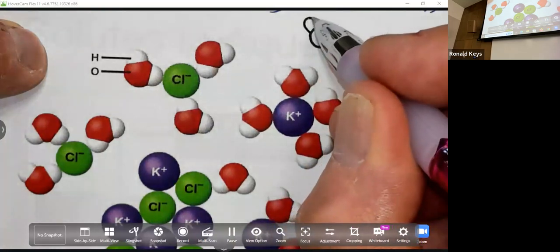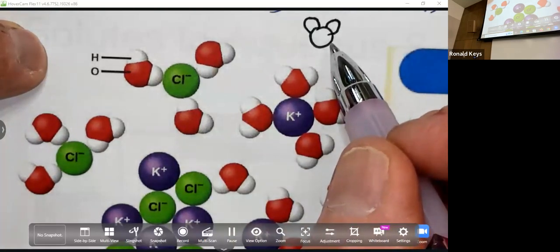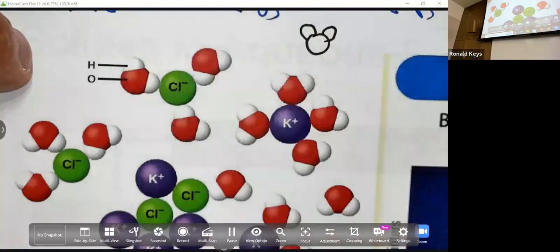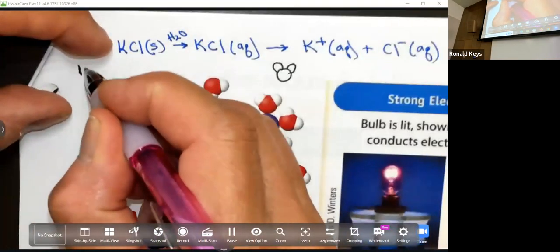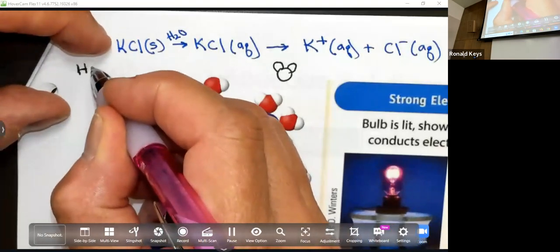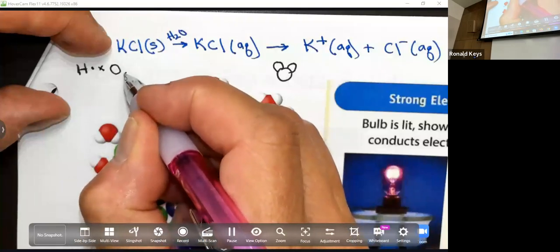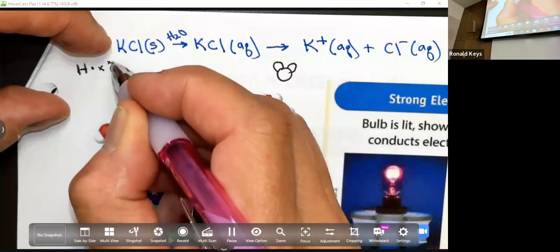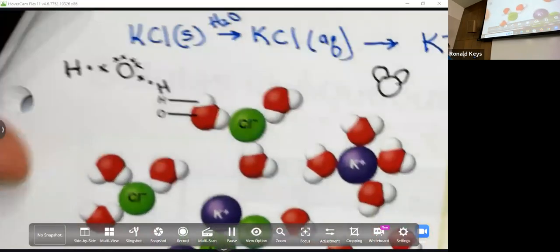So if I put it like this, it looks like Mickey Mouse, right? Where the Mickey Mouse ears have to be hydrogen, right? So we're going to talk about this in a later chapter. We know that the formula for water is H2O. It's that simple for now.